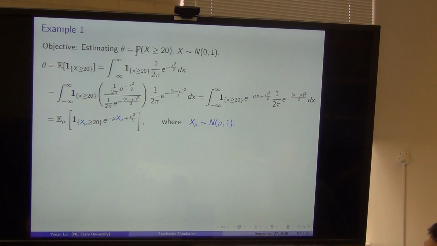You just estimate the expectation of indicators. This is just an example of the previous page. Put this into our framework: this is the E of some random variable. If you do crude Monte Carlo, you're going to suffer. Basically, you need to generate at least n equals 10 to the 89 samples to see one indicator equal to 1.